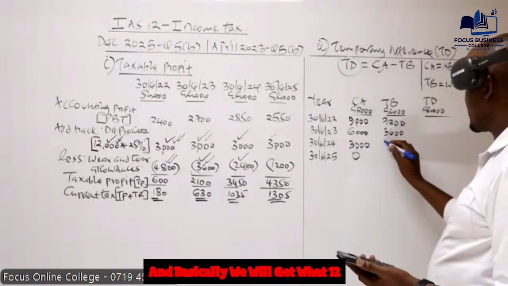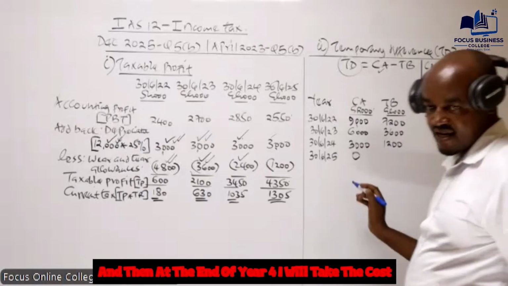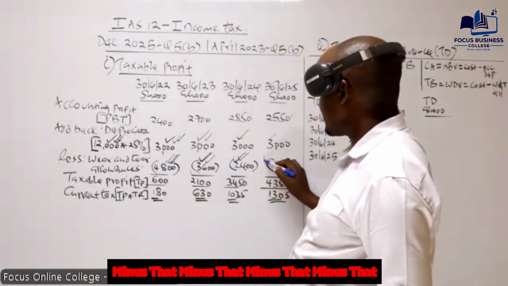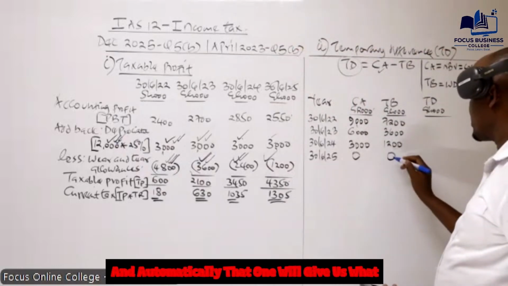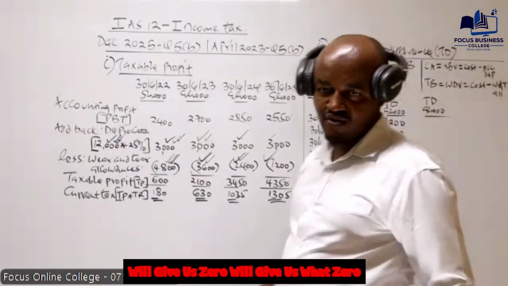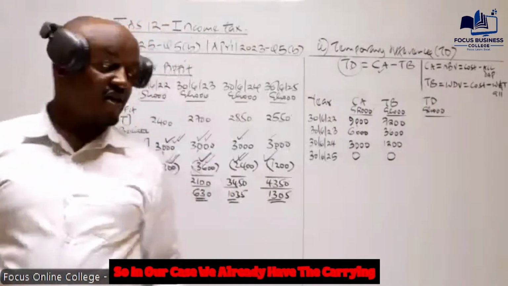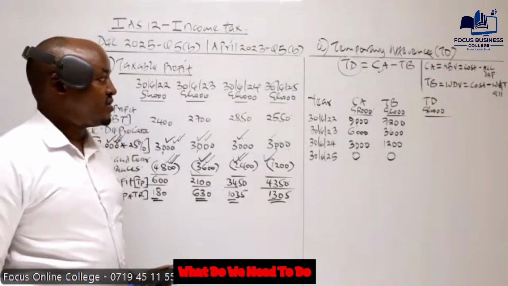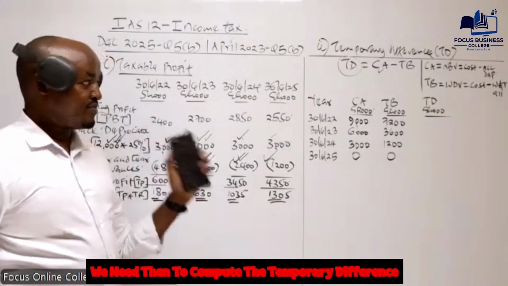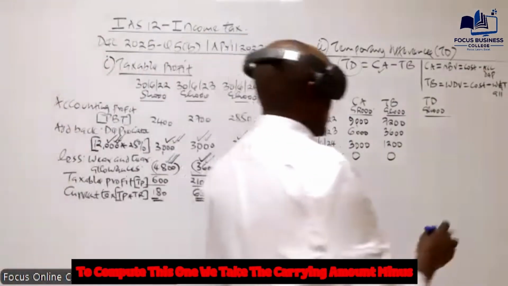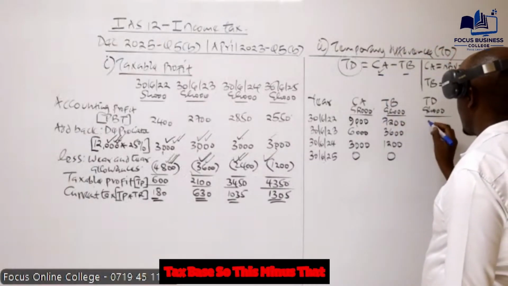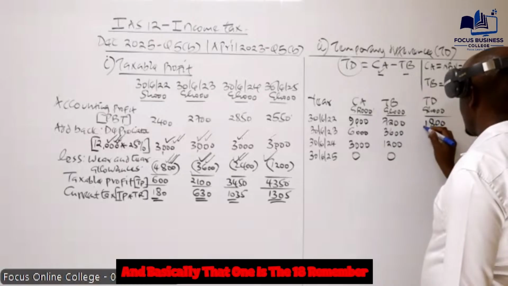And basically we will get 12. And then at the end of year 4, I will take the cost minus that, minus that, minus that, minus that. And automatically that one will give us 0. So in our case, we already have the carrying amount. We have the tax base. Having that, what do we need to do? We need then to compute the temporary difference. To compute this one, we take the carrying amount minus tax base. So this minus that. And basically that one is the 1,800.